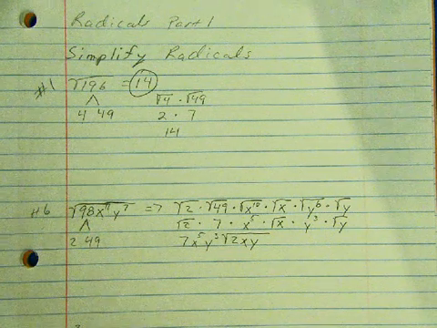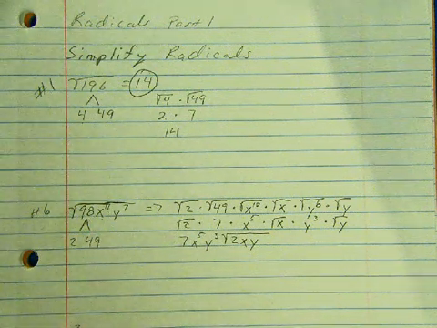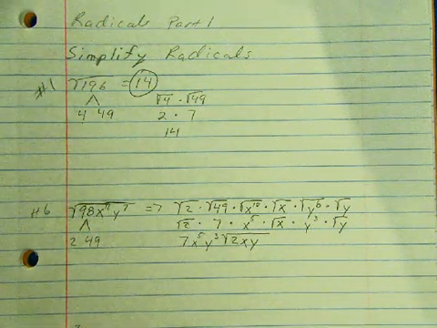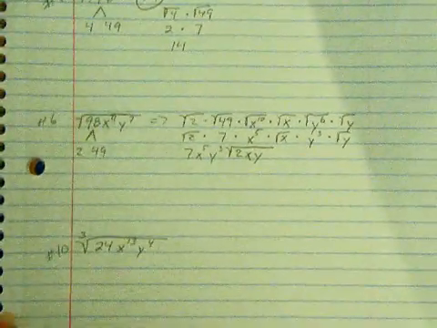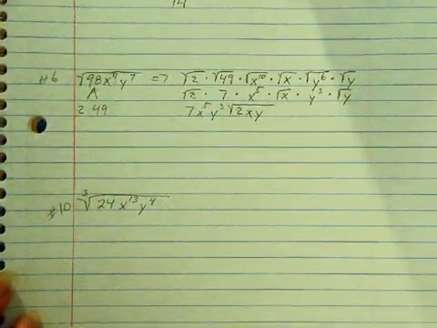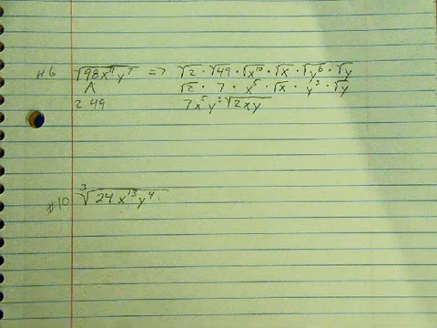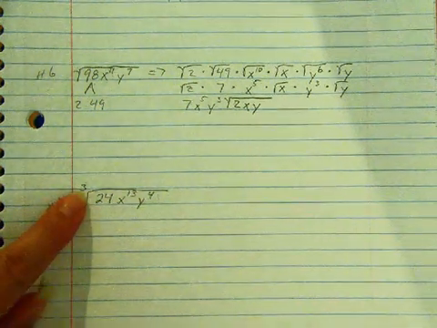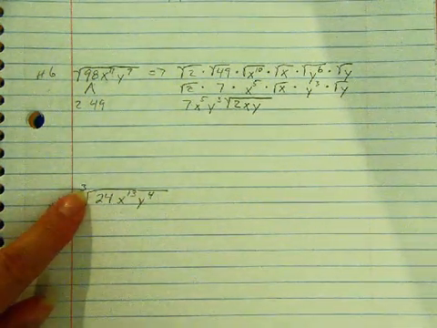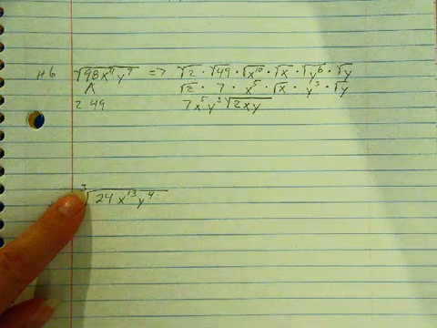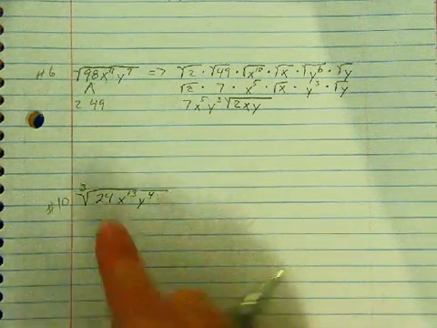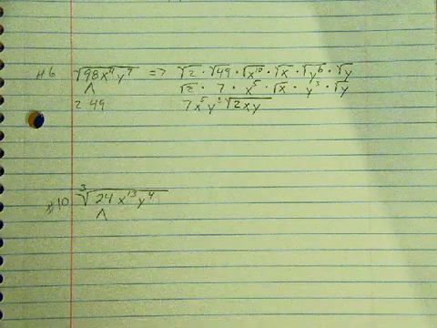Okay, and so that's how we simplify those. Let's go ahead and look at this next example, because sometimes we're not going to be dealing with square roots, but we're going to be dealing with third roots. So this time it looks a little bit different. So we have 24 here. So again, I'm just going to break this down.